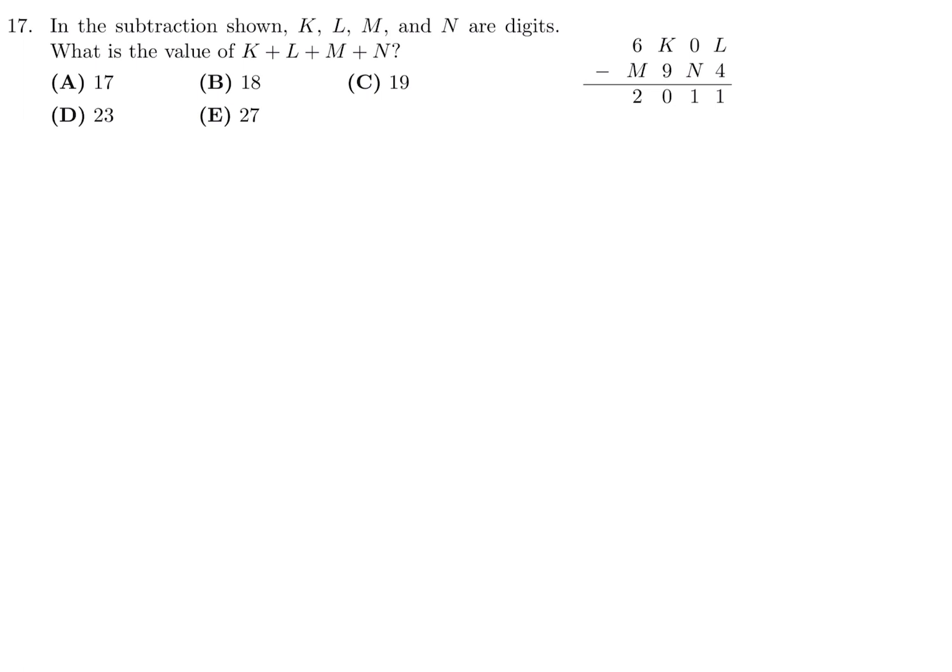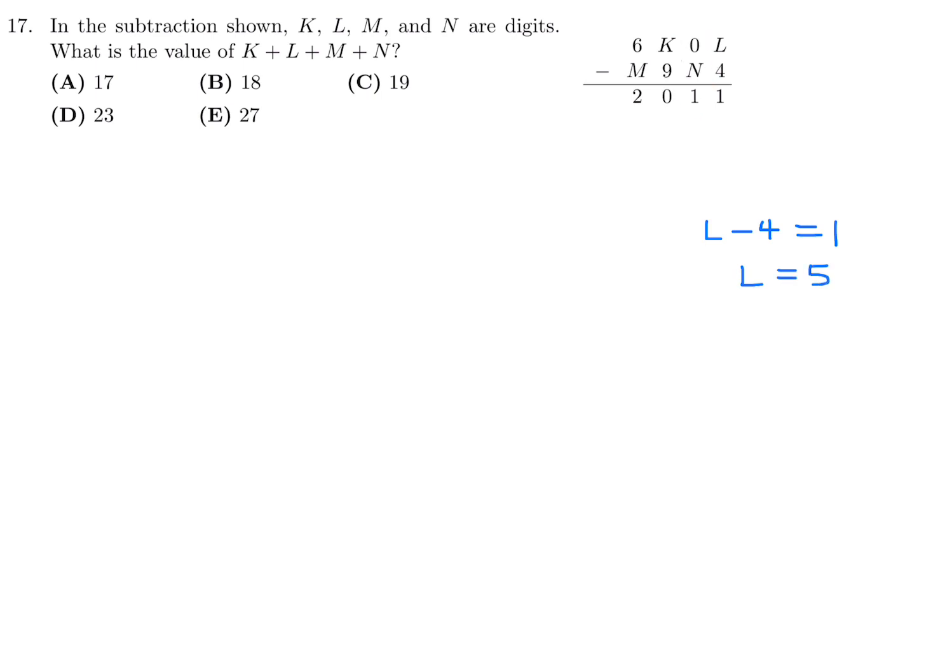In the subtraction question shown, K, L, M, N are digits. What is the value of K plus L plus M plus N? All right, so let's work at this one at a time. L minus 4 is equal to 1. So that means L must be 5.